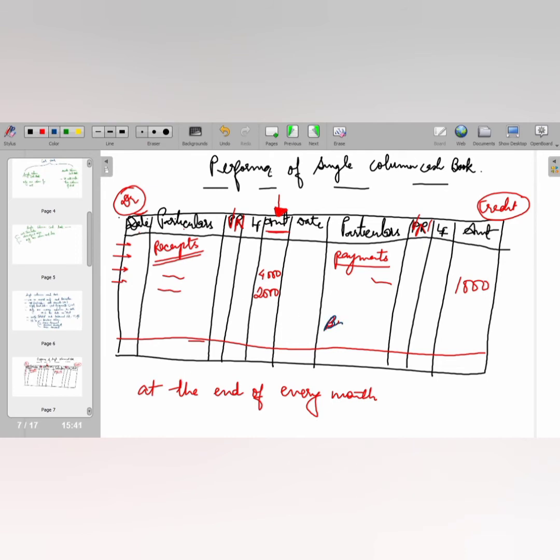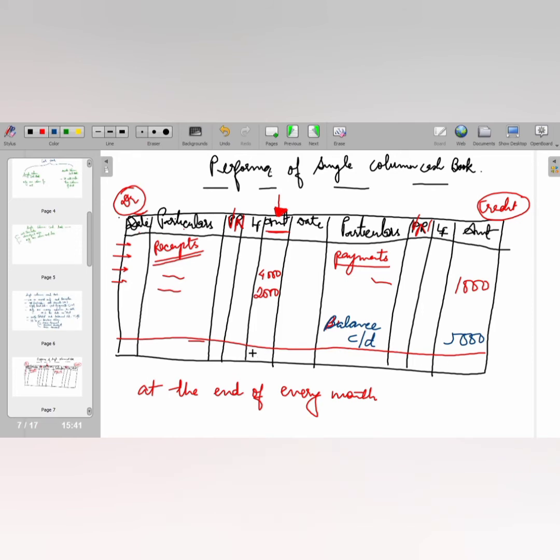We write here balance CD. What do you mean by CD? Carried down. It means the imbalance amount is carried down here. So what is the imbalance amount? 6,000 minus 1,000, that is 5,000. This 5,000 is the carried down amount of this particular cash book.